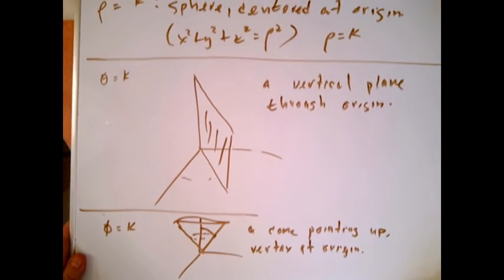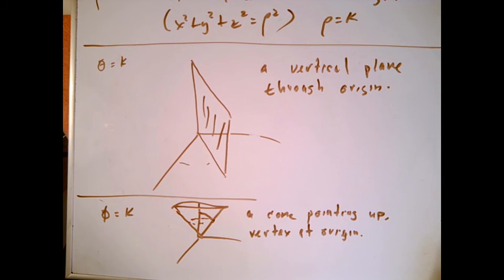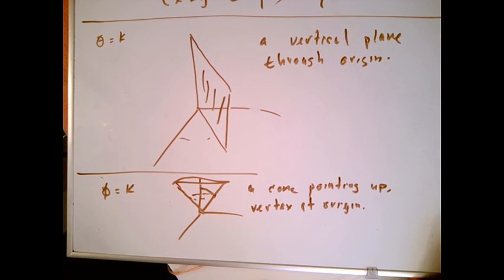Just to recap, if rho is constant, you're looking at a sphere. If theta is constant, you're looking at a vertical plane chopping through the origin. And if phi is constant, you're looking at the equation of a cone, which is really kind of cool.